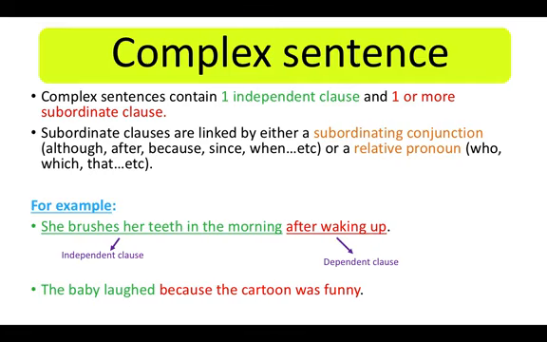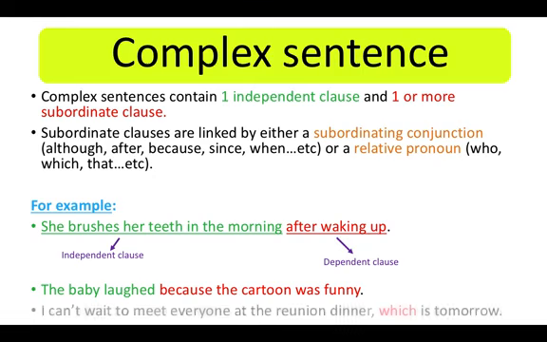The baby laughed because the cartoon was funny. I can't wait to meet everyone at the reunion dinner, which is tomorrow. The last example shows you a relative clause with a relative pronoun, which.